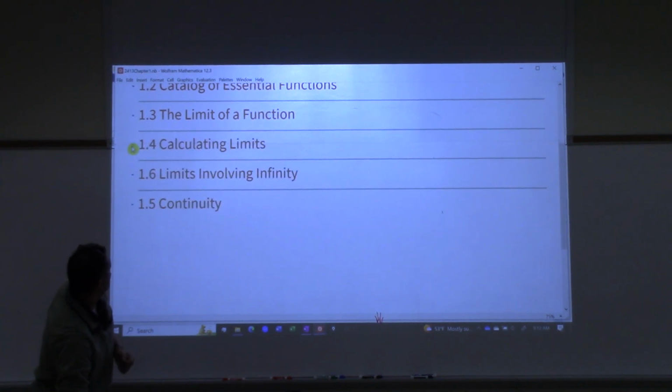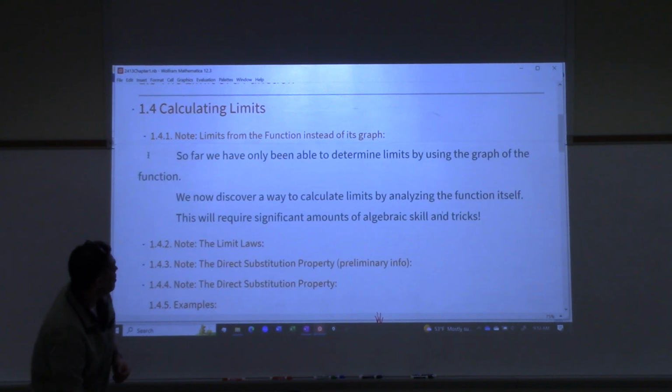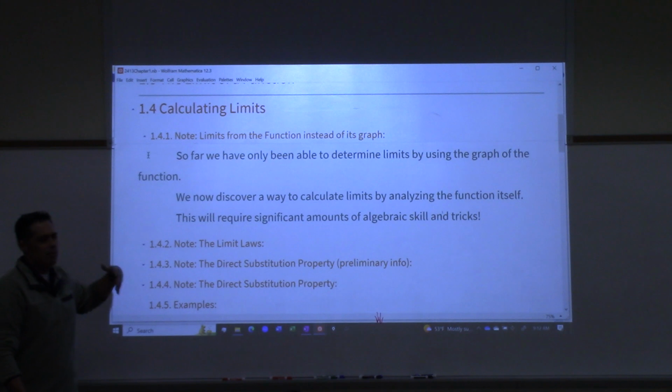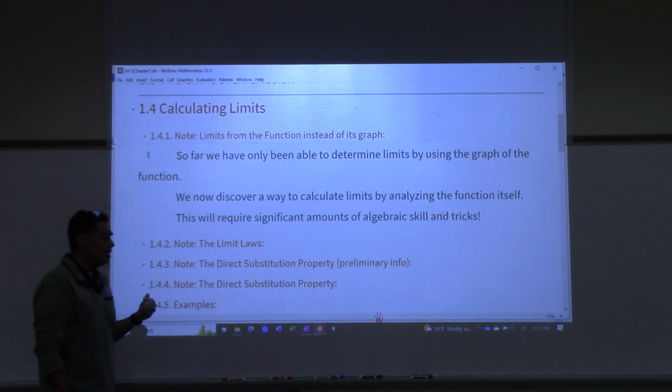And now we're going to talk about 1.4, calculating limits. So this is me basically saying the same thing. We've just seen how to do things visually, but we're now going to see if there's a way that we can calculate a limit.